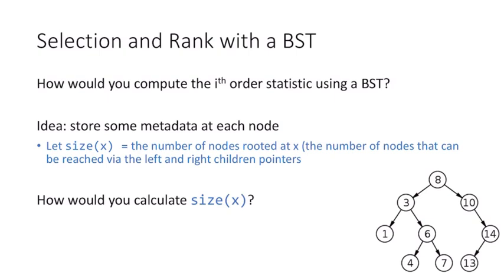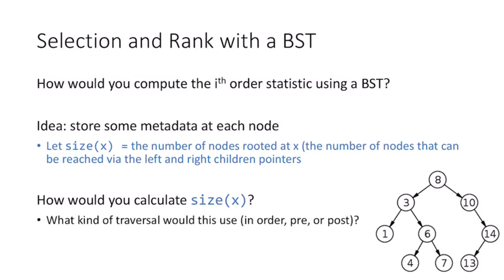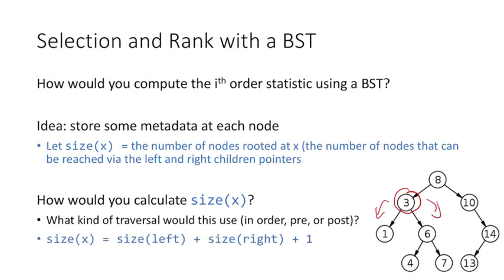So how do you compute the size of a given node? What kind of traversal would you use? Well, this is going to use a post-order traversal. And why is that? Well, for a given node, let's take 3 for example, we need to know the size of its left side and the size of its right side, because we're going to compute the size of the current node by taking the size of the left plus the size of the right plus 1 for the current node.